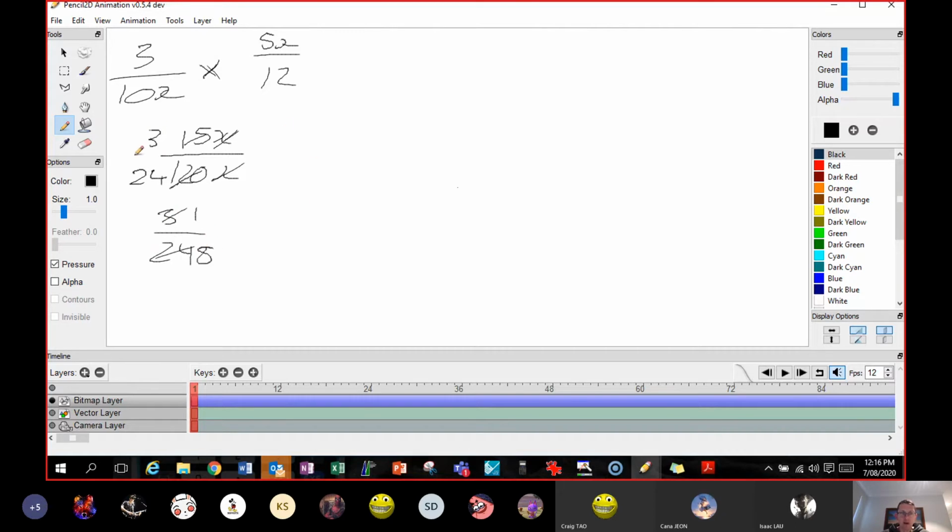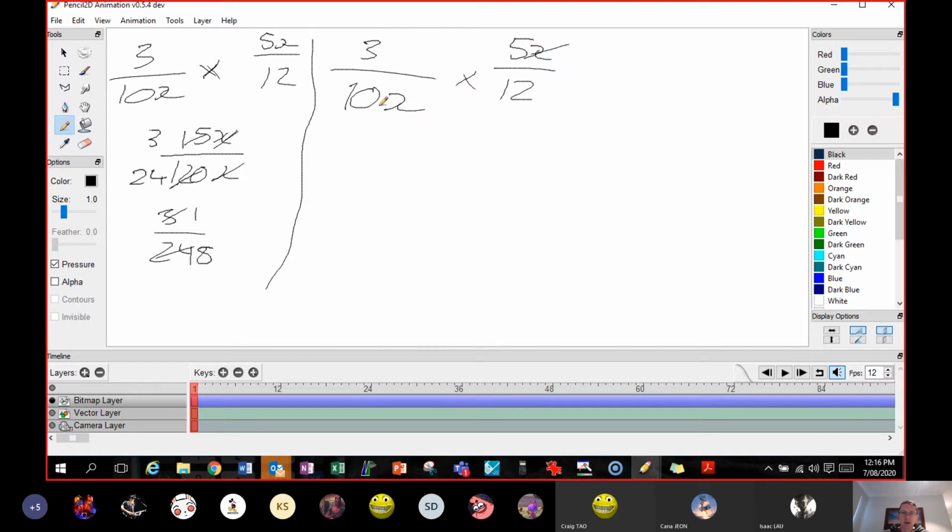Now, that is the harder way to do it because you're making really big numbers. The easiest way to do this, I wouldn't do it that way. I would cross cancel. So once you've got your multiplication, you can cross cancel the numerator with any denominator as long as they're multiplied.